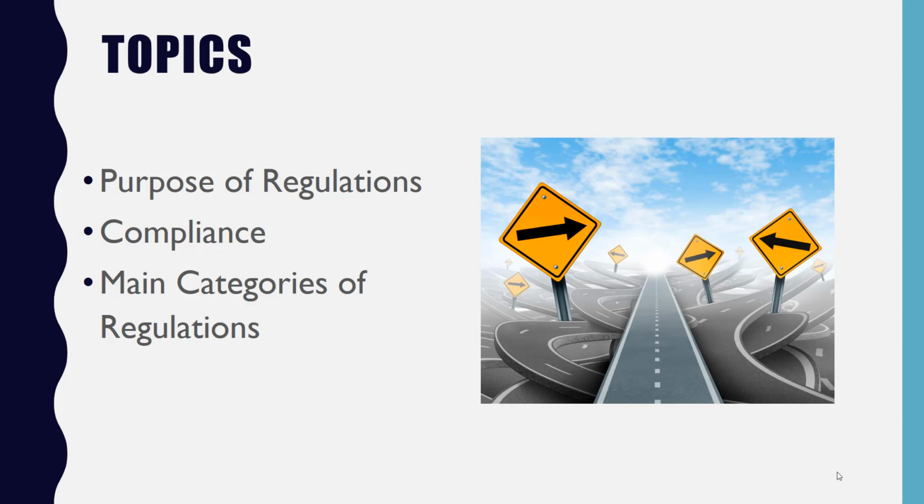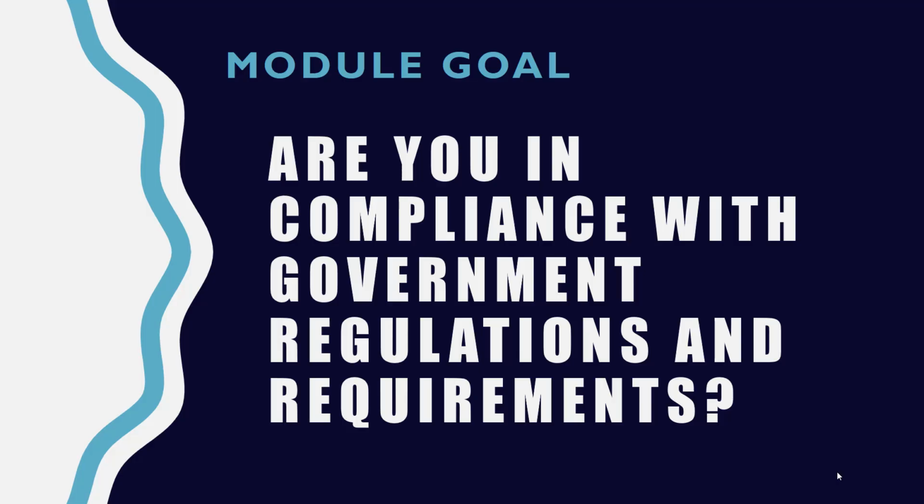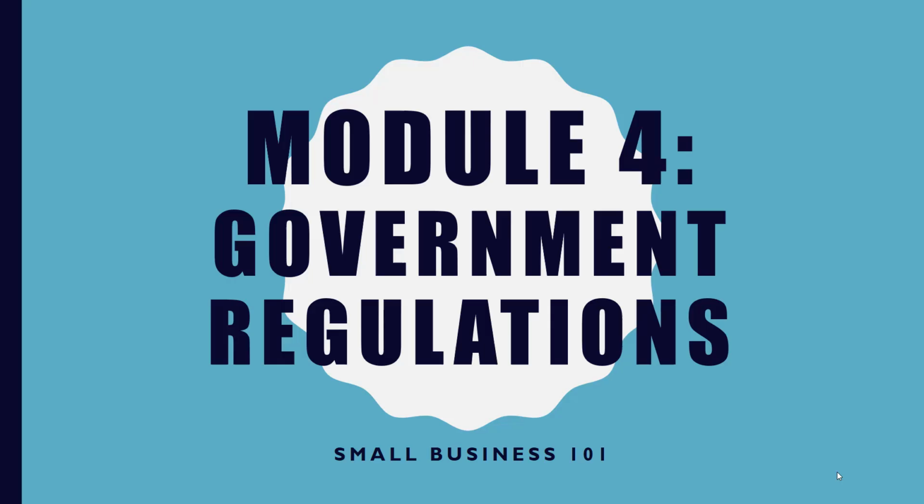Module 4 is all about government regulations and complying with them. We went through why they are important, the way to comply, and some of the main categories of regulations that you need to be aware of. Plus, you now have the checklist and resource guide to use. Now you know if you are in compliance with government regulations and requirements.